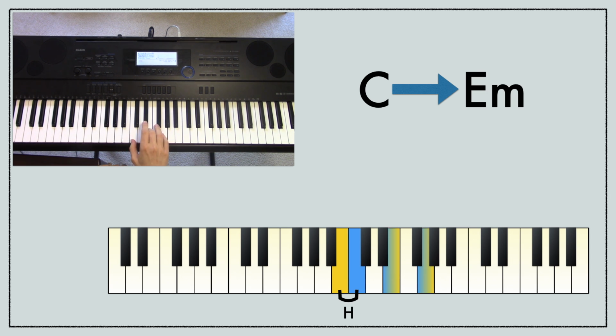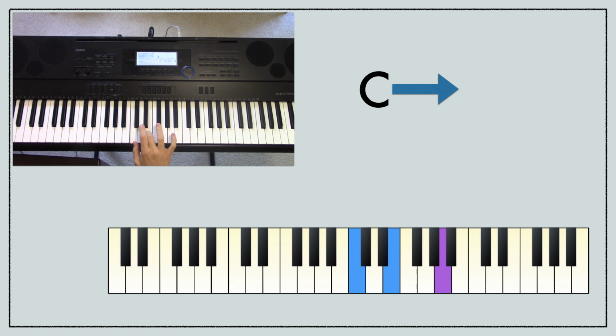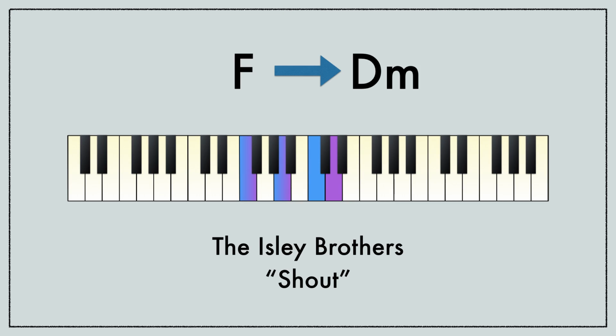Notice that your thumb moved down 1 key or a half step. Laurie Anderson achieves a cool harmonic stasis using only this progression in the song Oh Superman. Play C major again. Now move your pinky up to A. We have just made an A minor chord. Notice that your pinky moved up 2 keys or a whole step. The Isley Brothers kick up a party atmosphere with this progression in the song Shout.